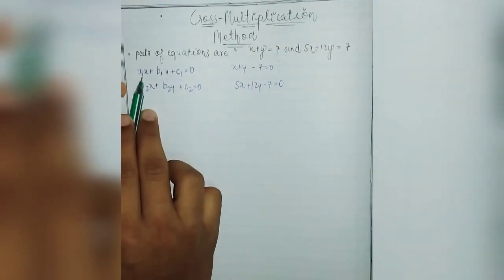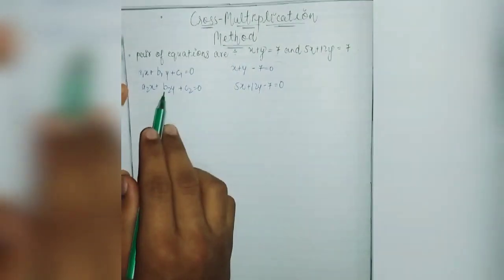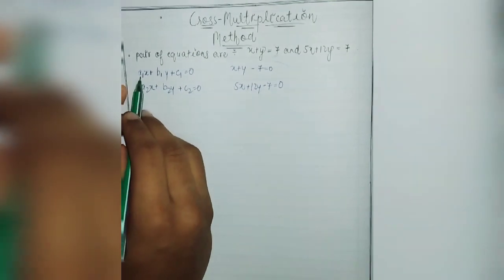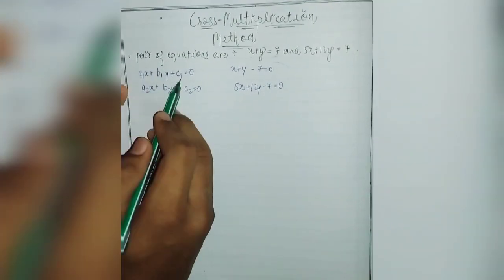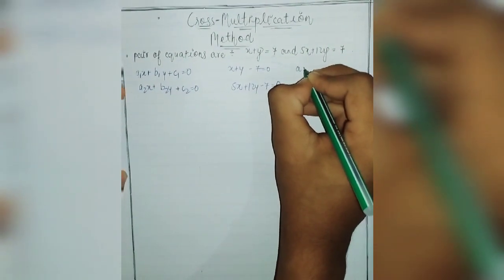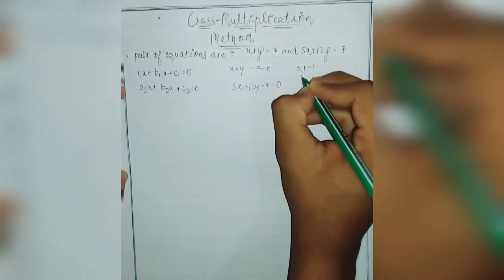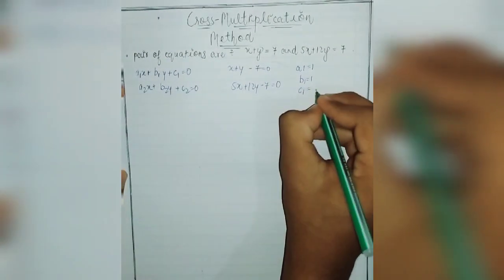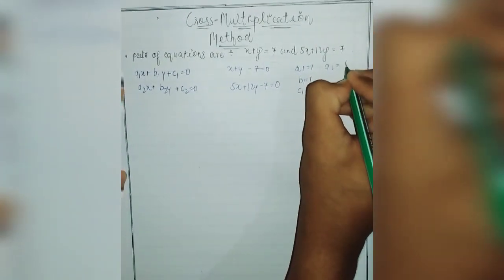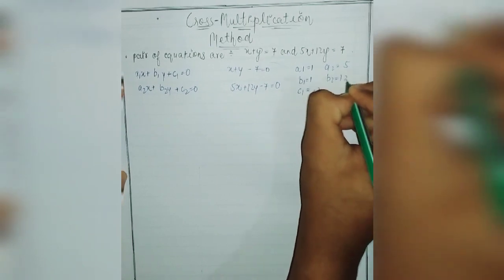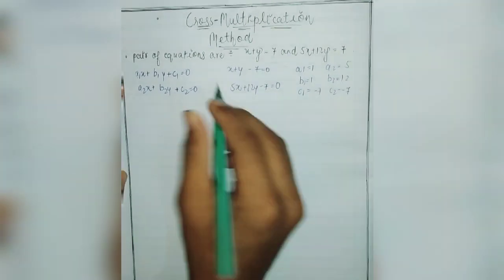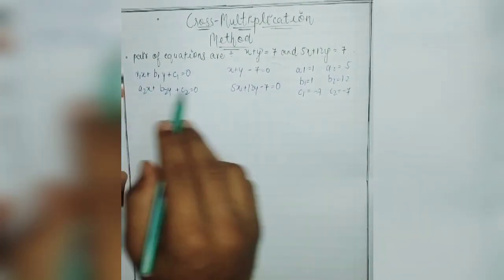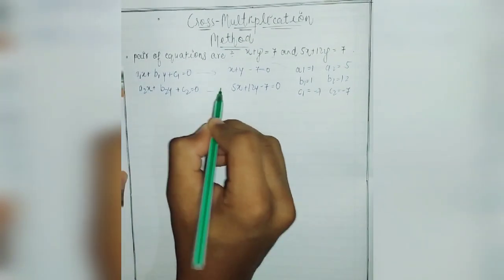So the first step is to convert this into the form ax plus by plus c. Now compare them, finding the values for the cross multiplication method. Since it is different from the substitution and elimination methods, we have to write the values of a1, b1 and c1. So a1 is equal to 1, b1 is equal to 1 and c1 is equal to minus 7, whereas a2 is equal to 5, b2 is equal to 12 and c2 is equal to minus 7. These are all the values of a1, b1, c1, a2, b2, c2 on comparing these equations.